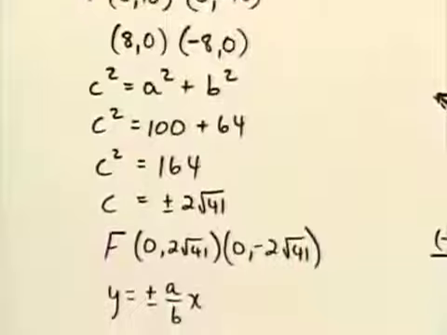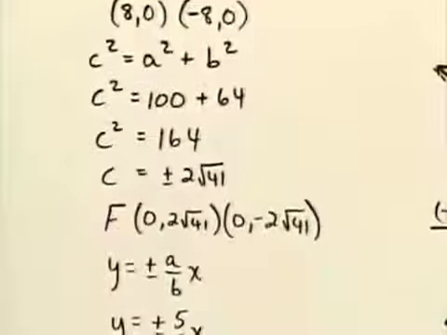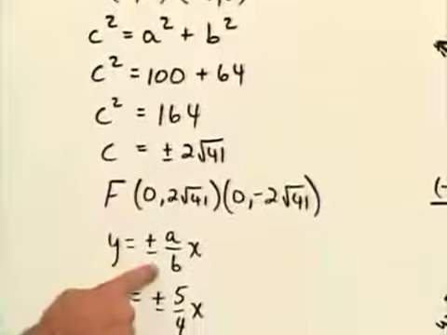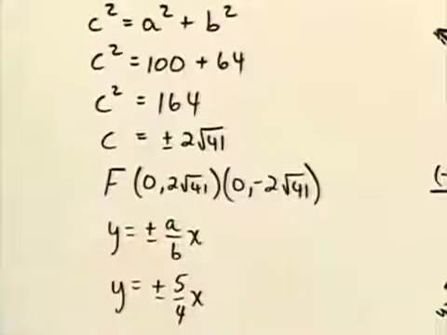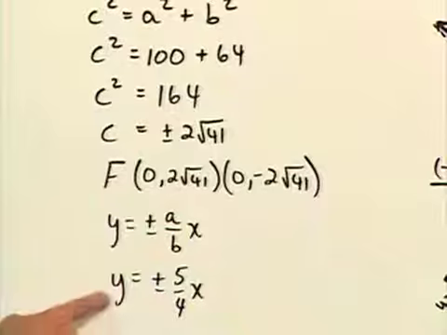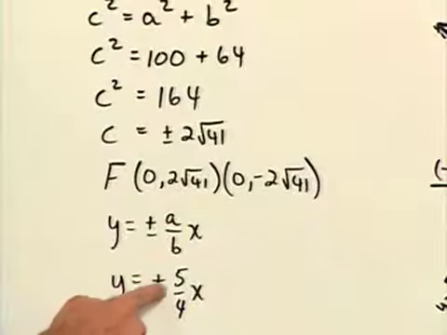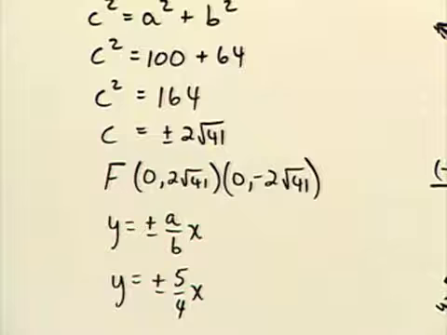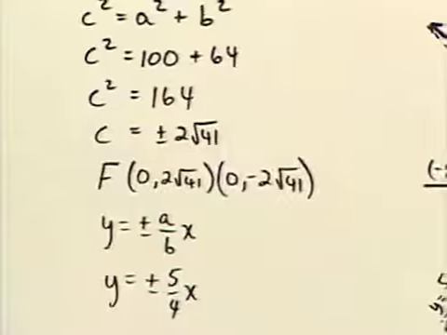Our equations for our asymptote lines will be y is equal to plus or minus a over b x. If we plug in a over b and we simplify that, we get y is equal to plus or minus 5/4 x. Now plugging in all of these numbers, we will get our graph of our hyperbola.